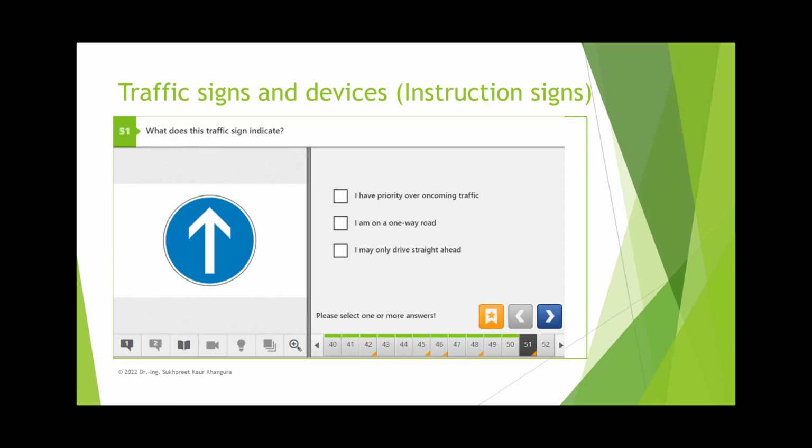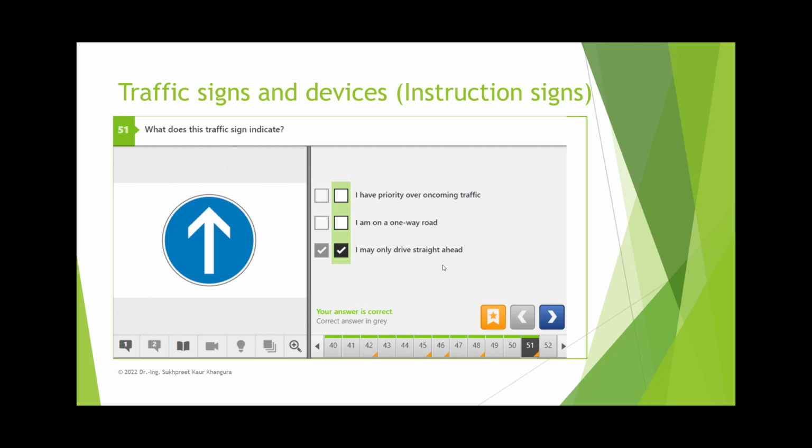What does this traffic sign indicate? So this traffic sign indicates that you may only proceed in the straight direction. I have priority over oncoming traffic. No. I am on a one-way road. No. I may only drive straight ahead. This is the correct option.